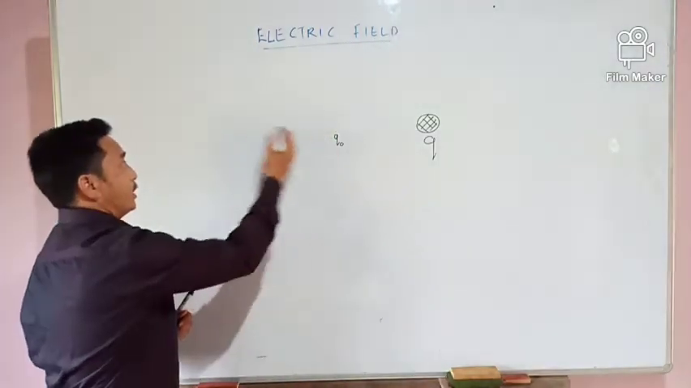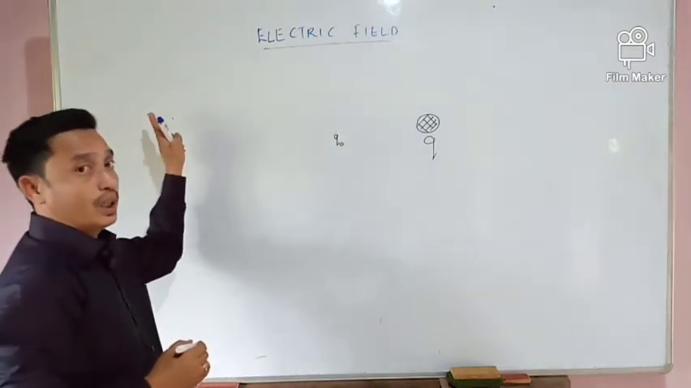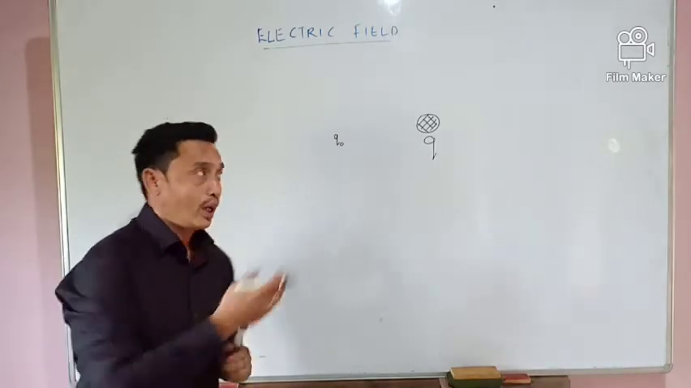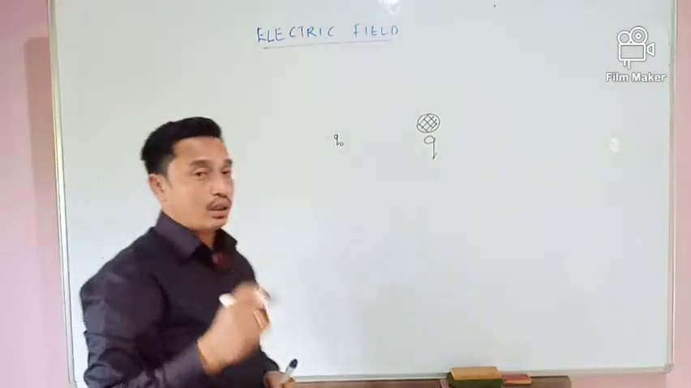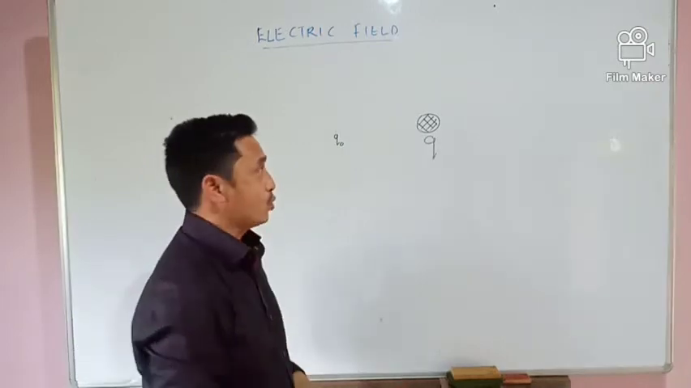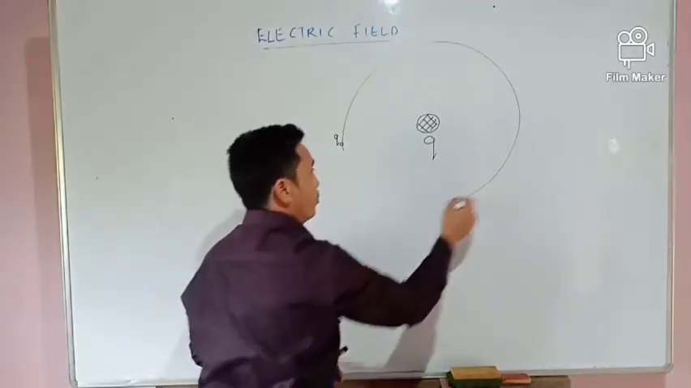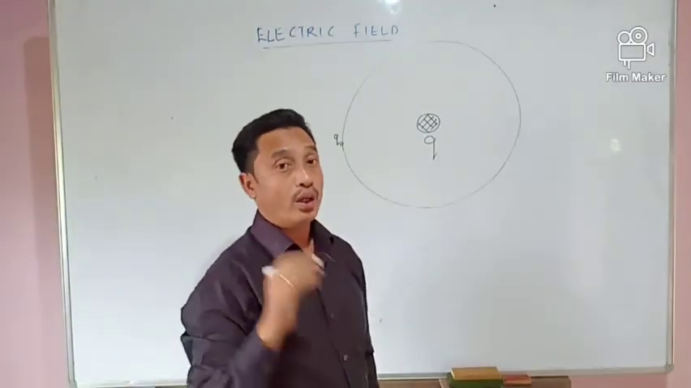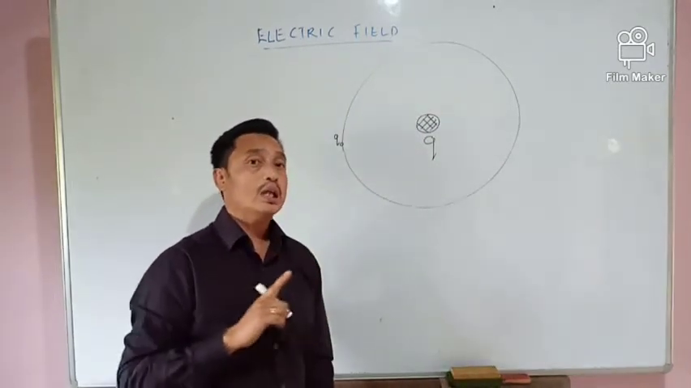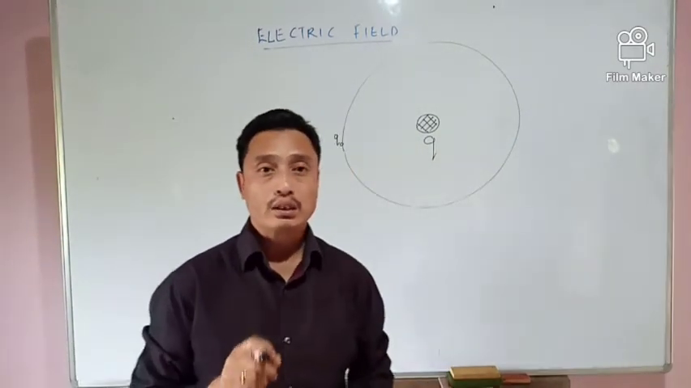If I take this test charge somewhere here, then you will find that the force of attraction or repulsion is reduced. Why? Because it is moving far away from this source charge. And if it is taken to a very far extent, the force will decrease. And if I keep it here, the force is more. So that is why there is a region or a space around this charge where electrostatic force of attraction or repulsion can be experienced by any other charge. That region or space is what we call electric field.